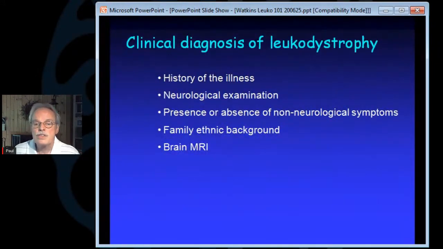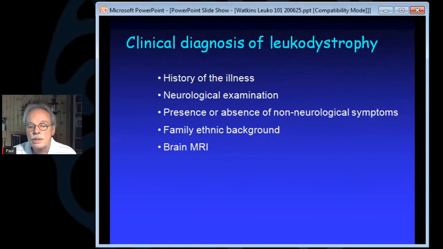So how do we diagnose leukodystrophy? Well, the history of the illness, based on the types of issues that we mentioned in the previous slide, is very important, because very often there are patterns that will suggest to the neurologist that it may be this leukodystrophy versus that leukodystrophy. Neurological examination is obviously a very important part of the diagnostic process.